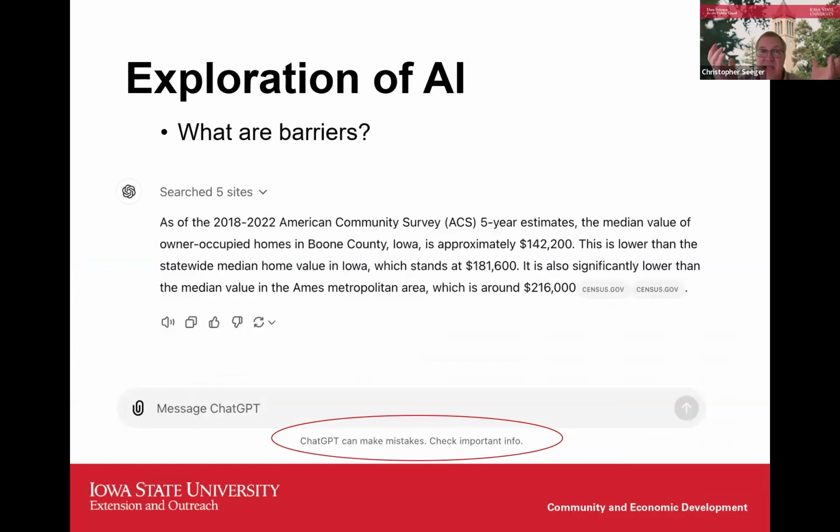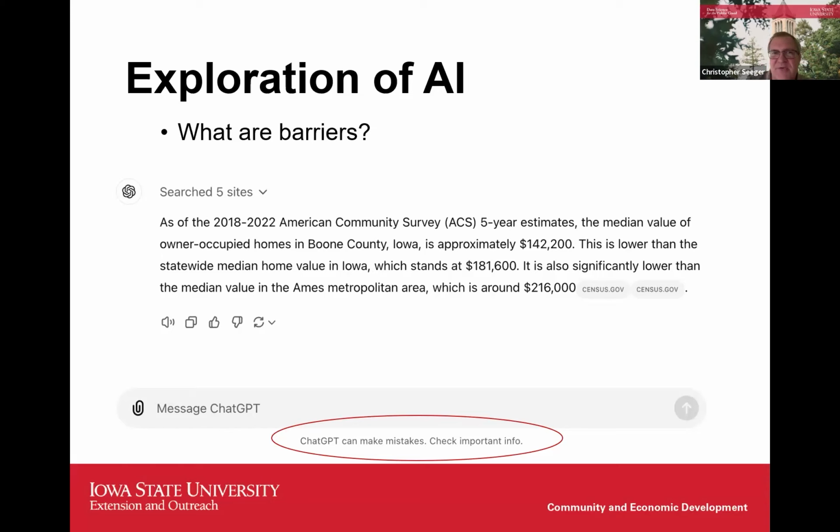So as great as AI sounds, there are many barriers. And so I want to take you through this. I did this with ChatGPT just earlier this week. This is the question I asked it: What are the housing characteristics from the 2022 ACS 5-year census for Boone County, Iowa? Now, I was pretty specific in what I was asking for, more than I would expect a client would right away. And it gave me a nice list of all the different characteristics that are available and what they cover.